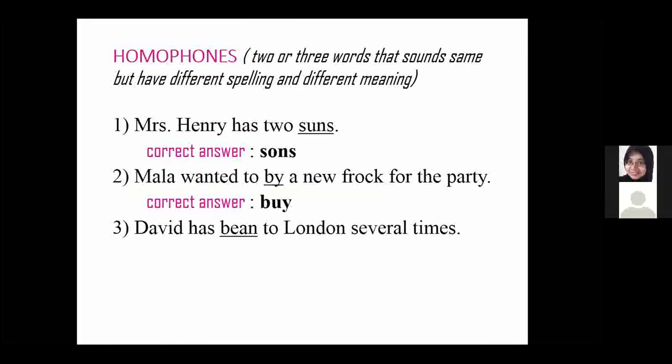David has been to London several times. B-E-A-N, bean is a vegetable, right? So the correct answer should be B-E-E-N. So keep in mind there are words in English that can confuse you with the same sounds. But you should have a better, clear idea about homophones as well, right?